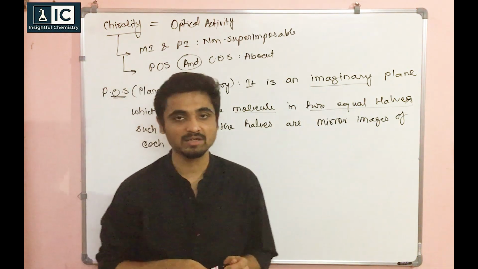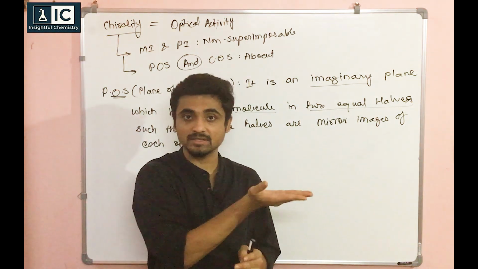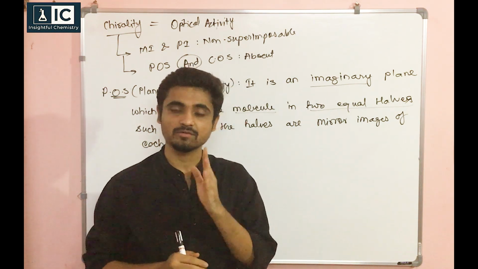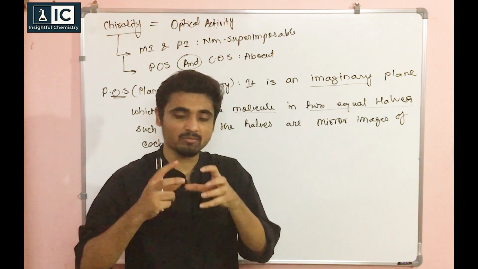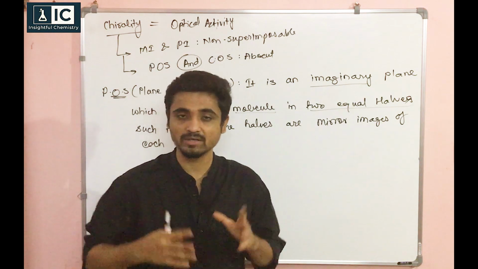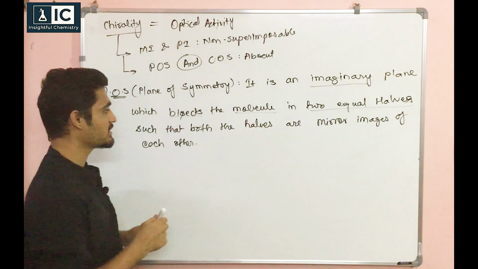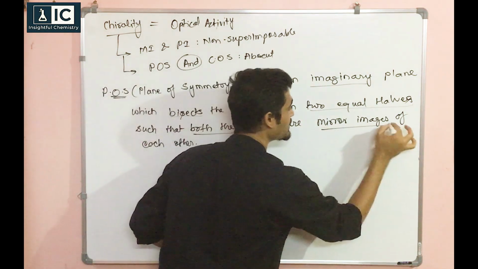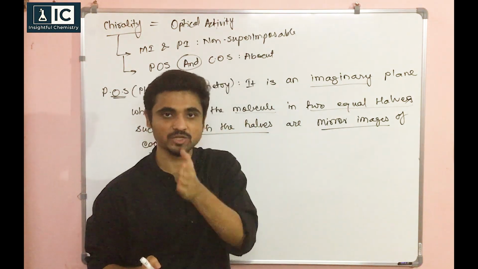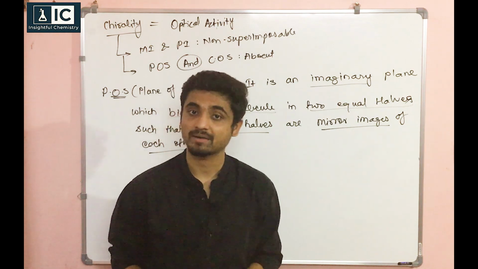Okay, what you have to do is take a molecule and cut it. You can cut it like this or like this or at a 45-degree angle or however you like. The condition is, first of all, you have to cut it in such a manner that the molecule is cut in half. Don't cut it unsymmetrically. Try your best to cut in half. Second, both the halves must be mirror images of each other. So you have to imagine the plane you are using, that blade, is also acting like a mirror.